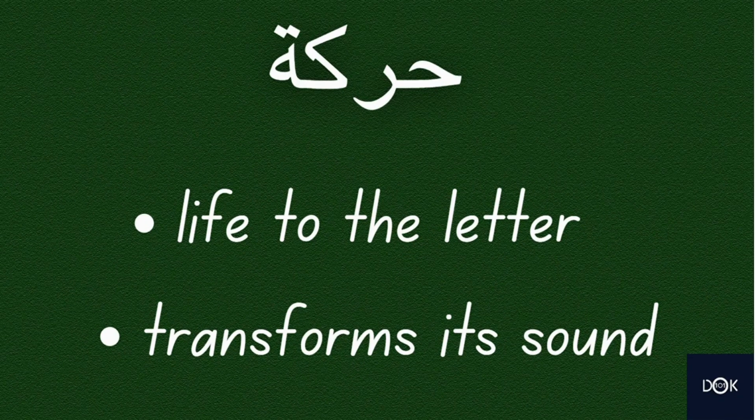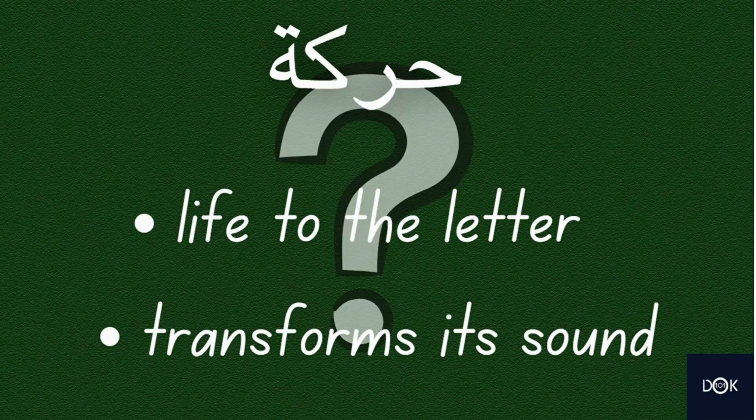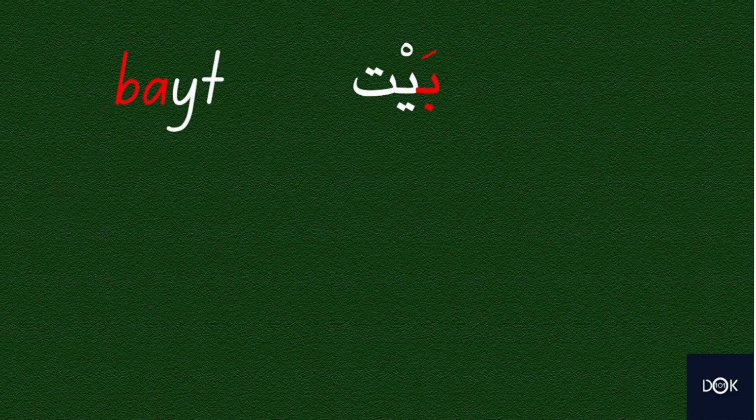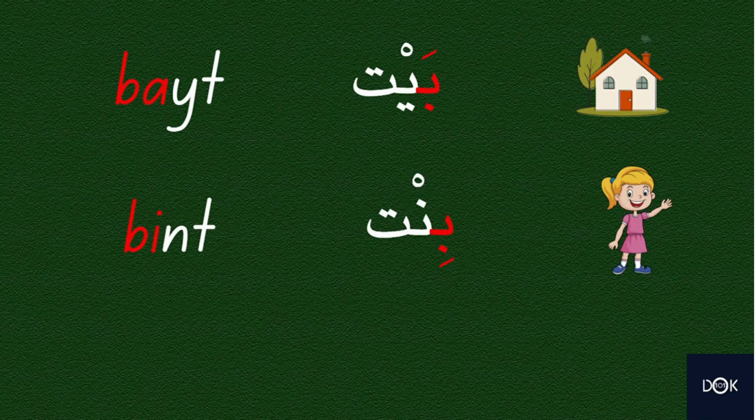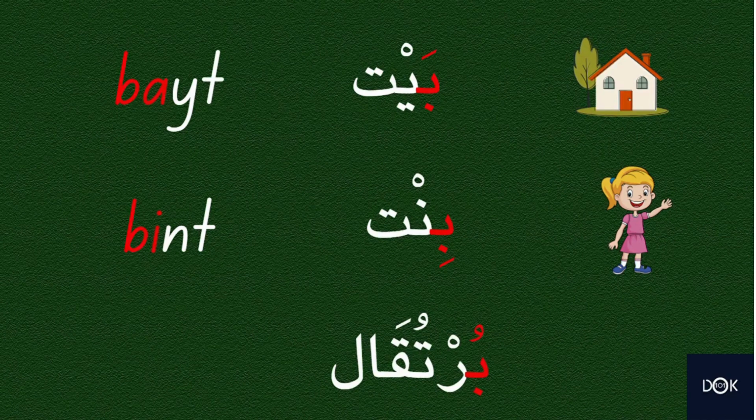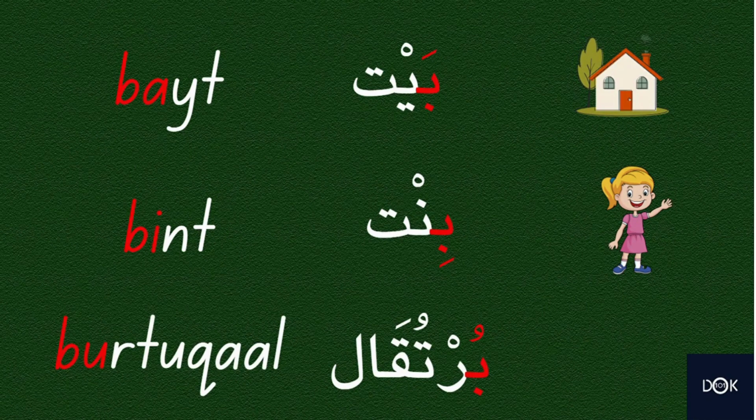You must be wondering, how does a haraka change the sound of a letter? I am going to show you the magic of haraka and then explain how that happens. To understand this, we have three words. The first one is bait, which is a house, bint, which is a girl, and burtuqal, which is an orange.